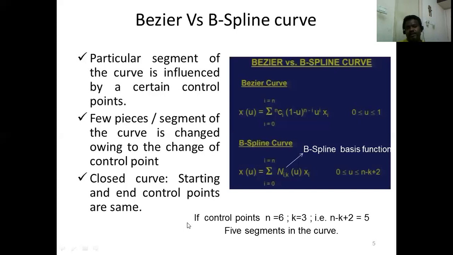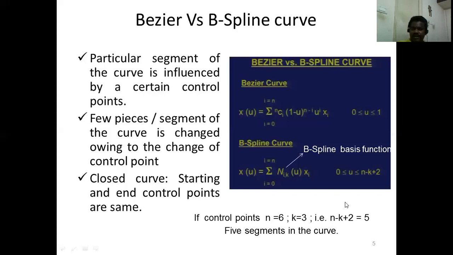If the number of control points n is equal to 6, and I am choosing k equal to 3, it means 3 control points can influence a particular segment of a curve. In that case, how many segments can I have? That can be calculated using the expression n minus k plus 2. Here it is 6 minus 3, which is 3, plus 2, which is 5. In this case, my B-spline curve will have 5 different segments. Each segment is influenced by 3 control points. That is the meaning of this expression.